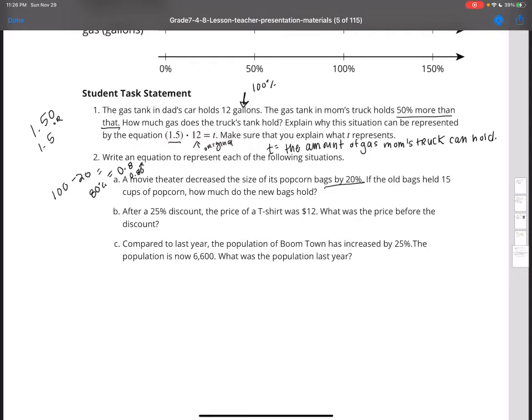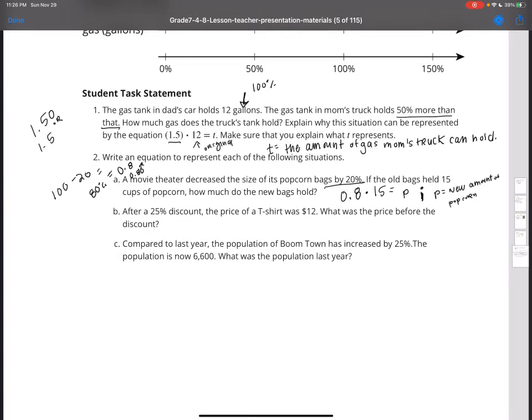If I wanted to represent that in the equation, it would be 0.8 times the original amount, which is 15, equals, let's put P for popcorn. And we're going to put a semicolon. This is not a J. This is a semicolon. And the P is going to represent the new amount of popcorn that the bag can hold.